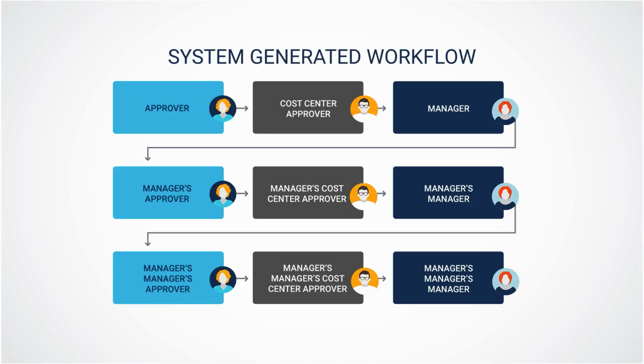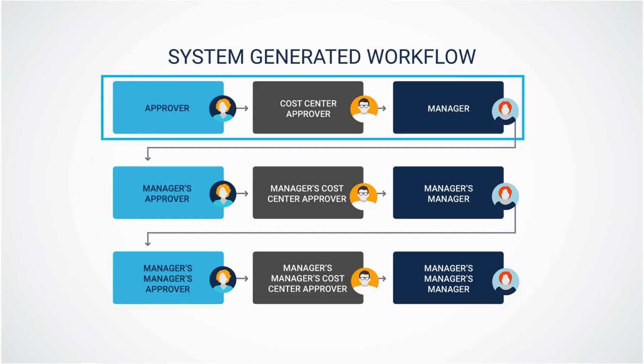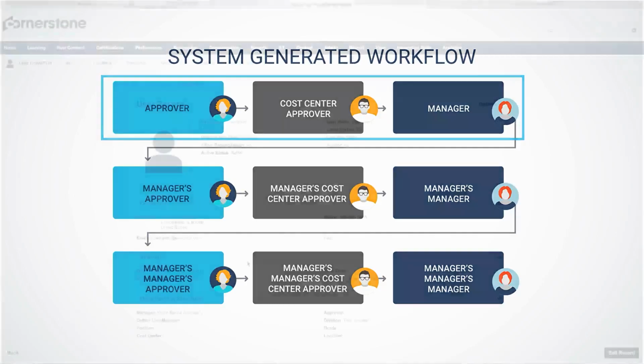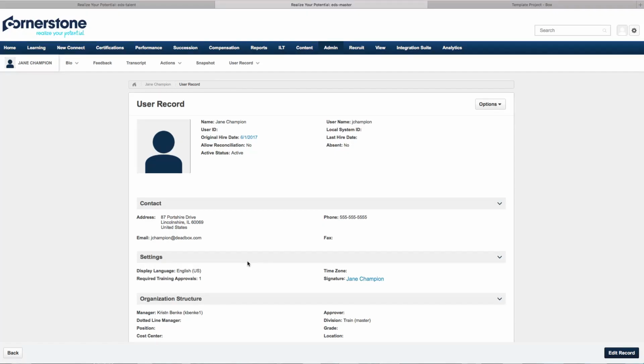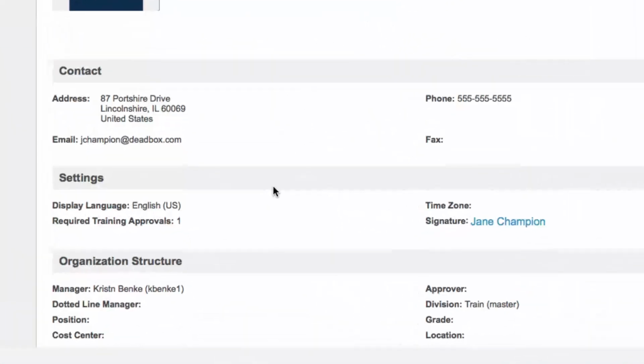Let's explore how the system-generated workflow works, as this satisfies most training approval requirements. In a system-generated workflow, the typical order is approver, cost center approver, then manager. Here's an example of how that system-generated workflow would be applied as it relates to the user record.